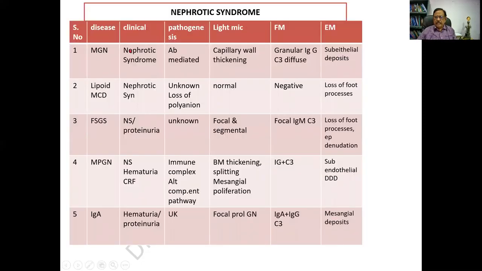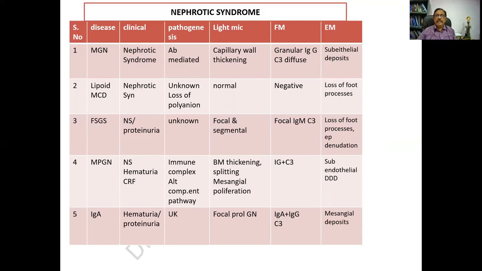This is a summary of the entire thing. I would like you people to kindly memorize it. For example, in today's class, we had seen membranoproliferative glomerulonephritis. And in that, there will be a nephrotic syndrome, hematuria. Patient can end up with renal failure. There will be immune complexes and activation of the alternate complement pathway. And the basement membrane is split. And there is also a mesangial proliferation.